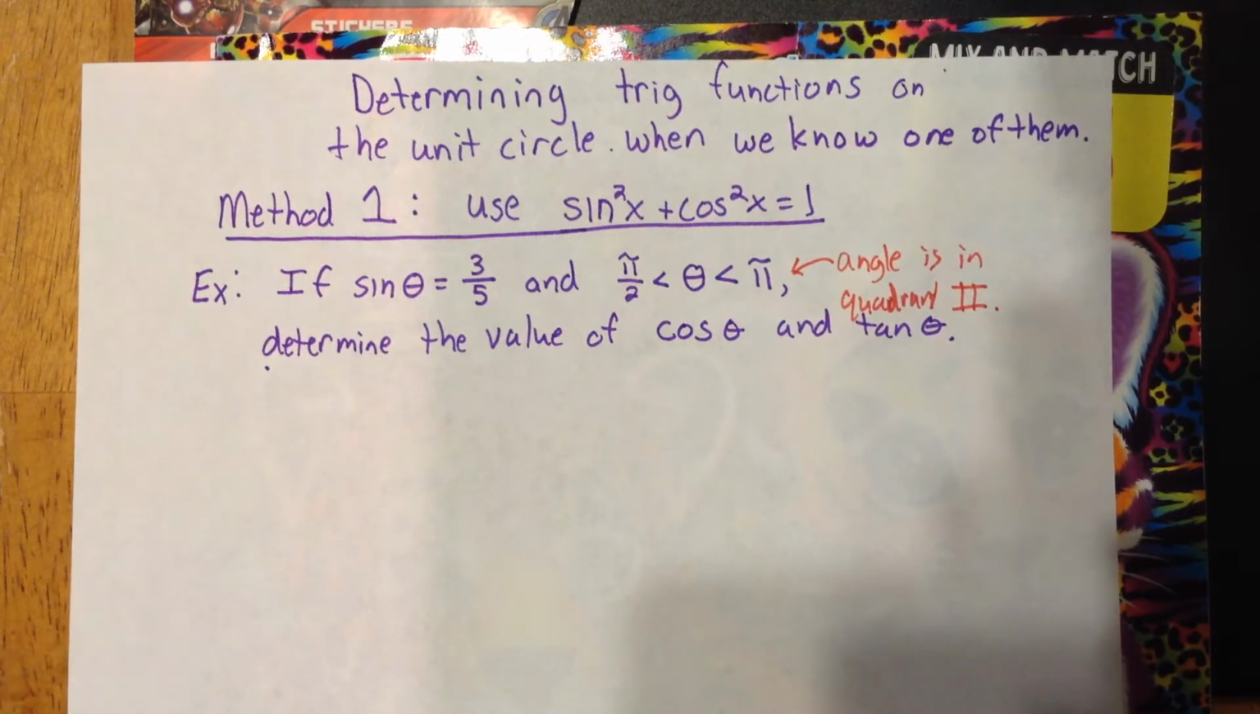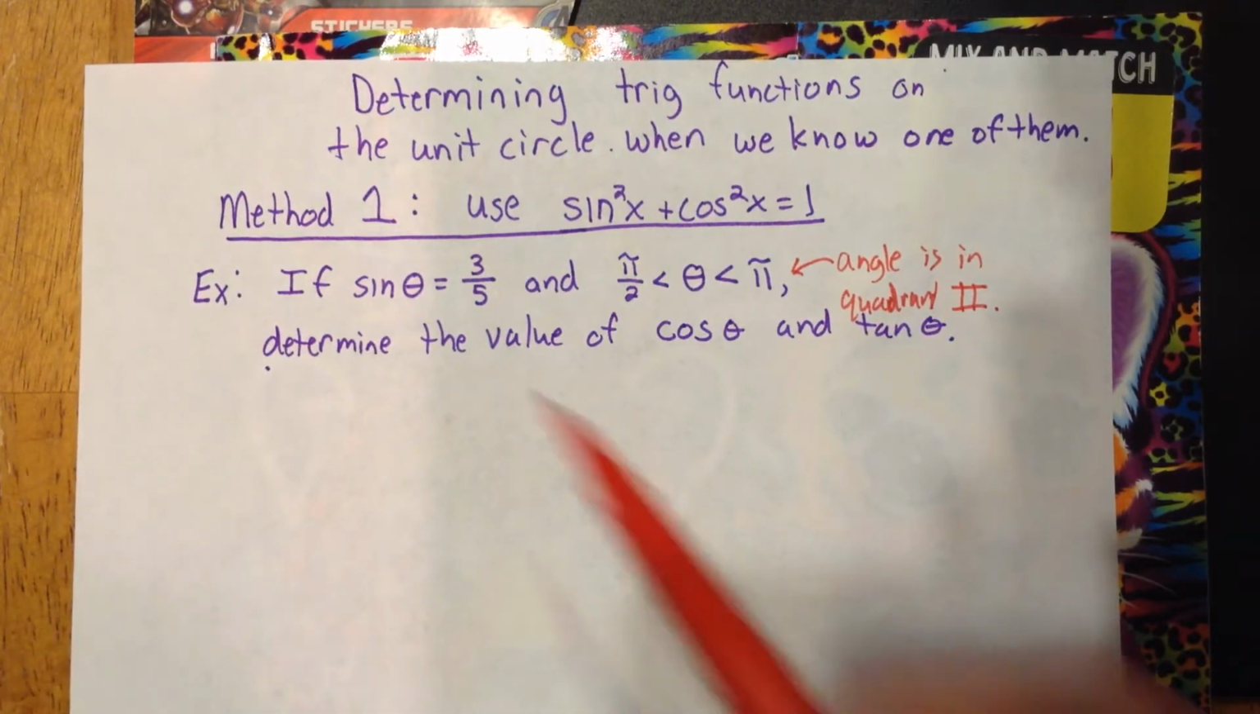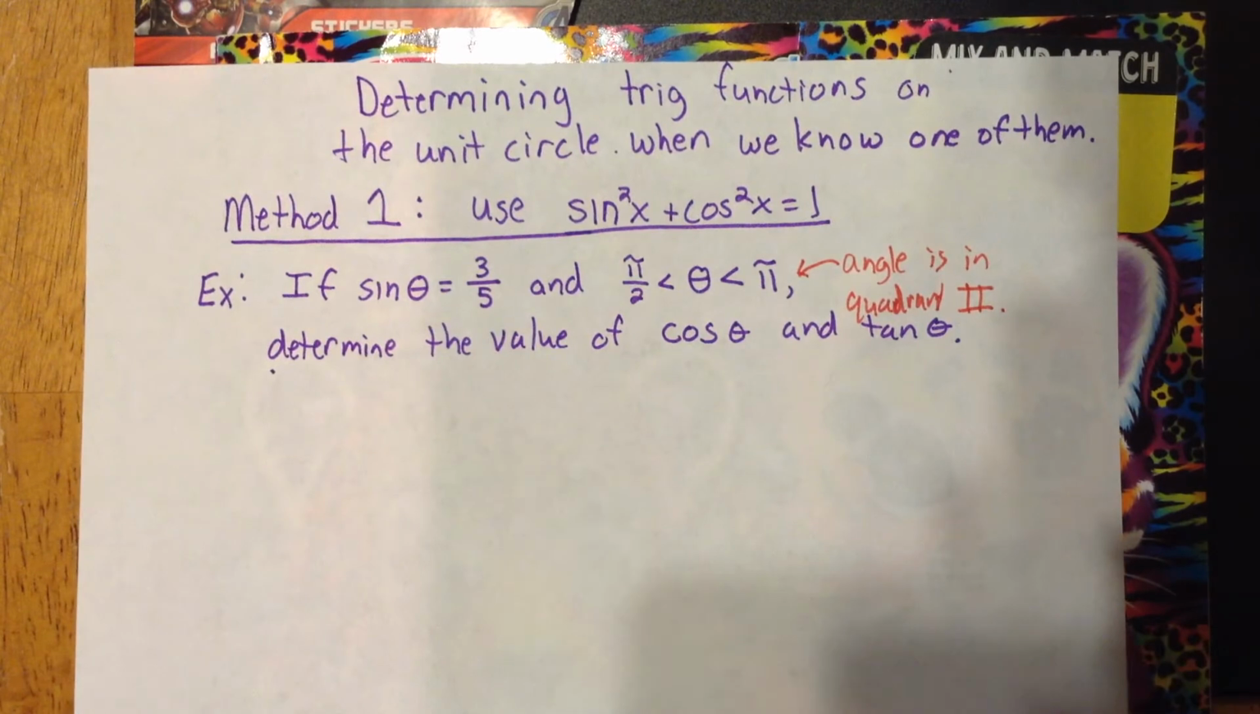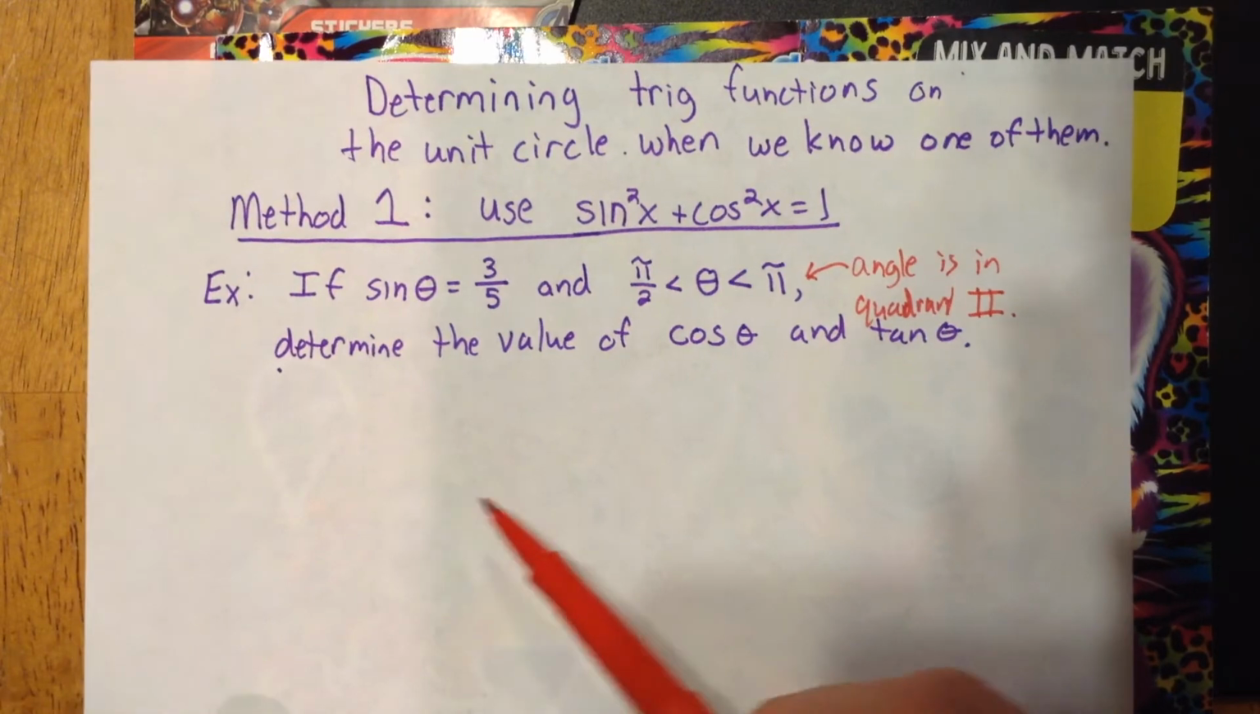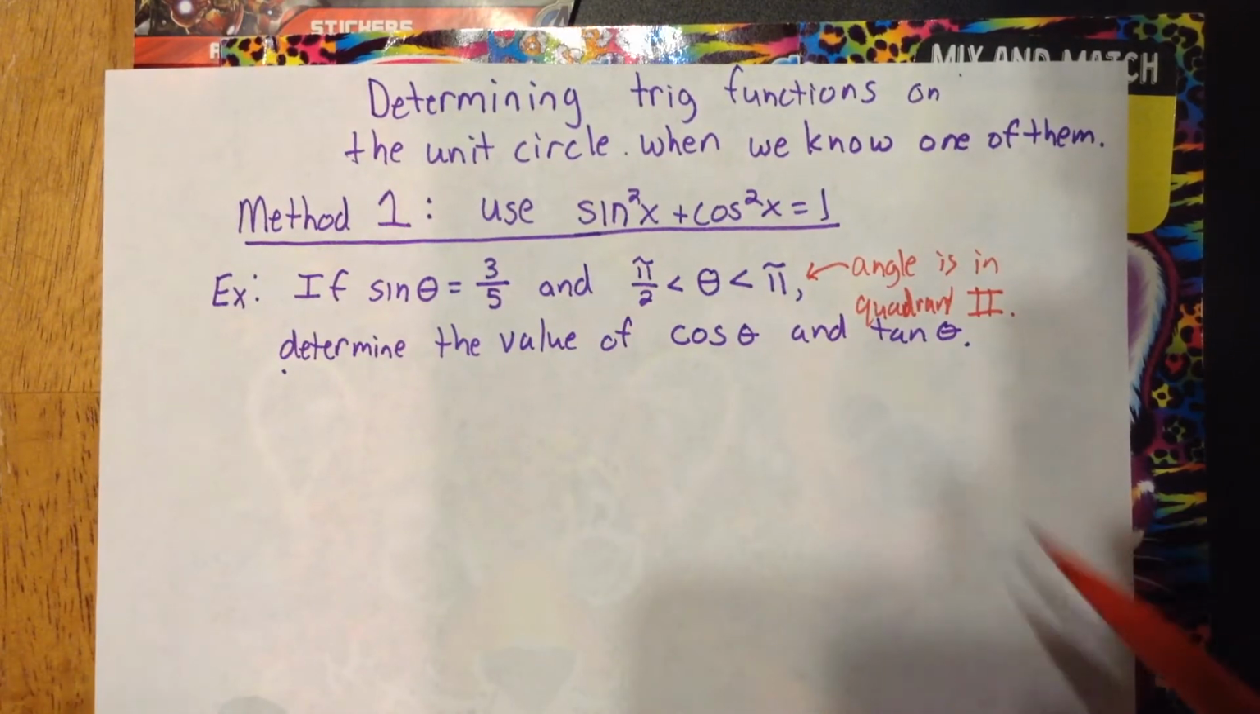At no point should you ever be finding theta in these situations. That's not worth our time. We are just using what we know in order to find the other cosines and sines. We're not doing inverses here because we want exact answers. Exact answers means no infinite decimals. We're keeping square roots in there and everything like that. So here we go. We need to find cosine and tangent.